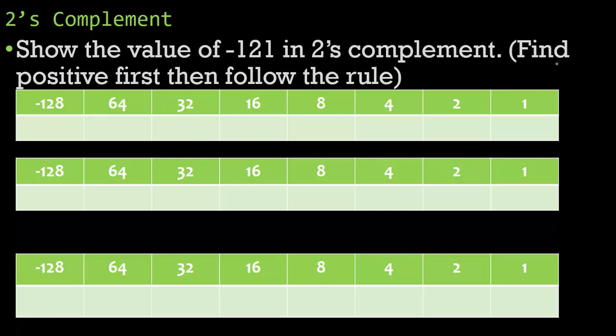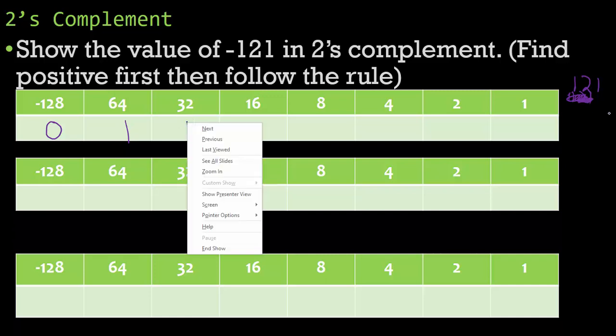So we're given a negative number here. We need to find 121, and that's all we need to do. Or we need to show the value of negative 121 in 2's complement. Okay. So the first thing we're going to do is find the value of 121, because that's easy. And then what we need to do is simply follow the rules. Well, I don't need negative 128. I do need 64, and I do need 32.